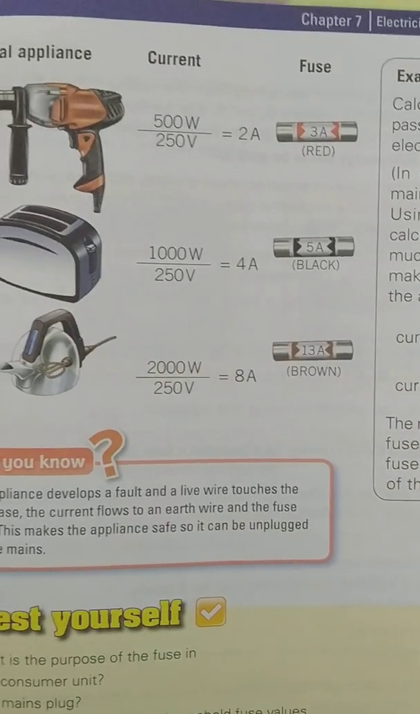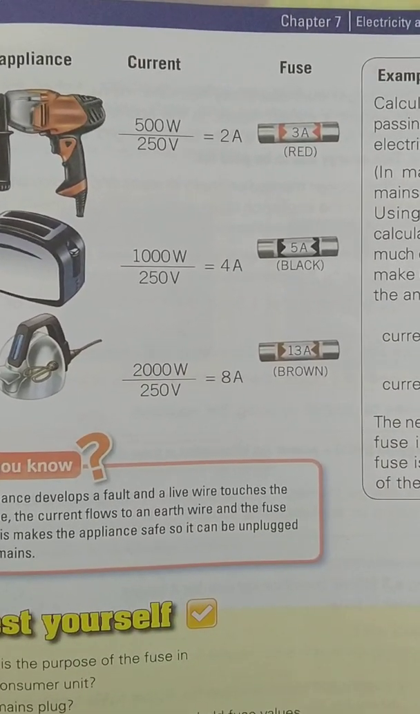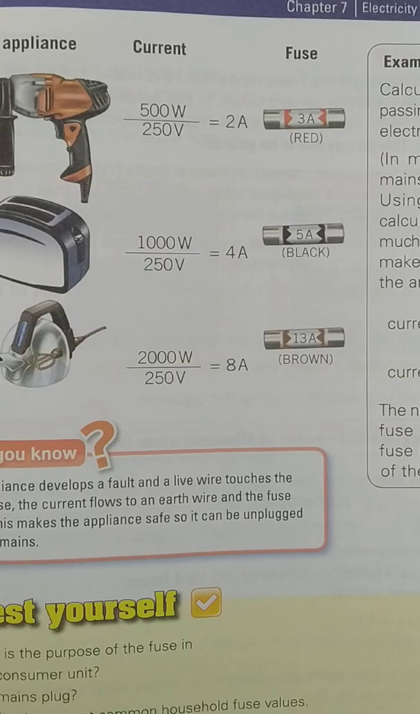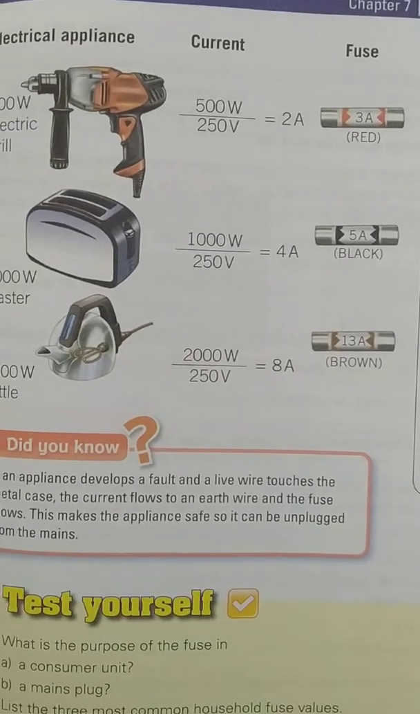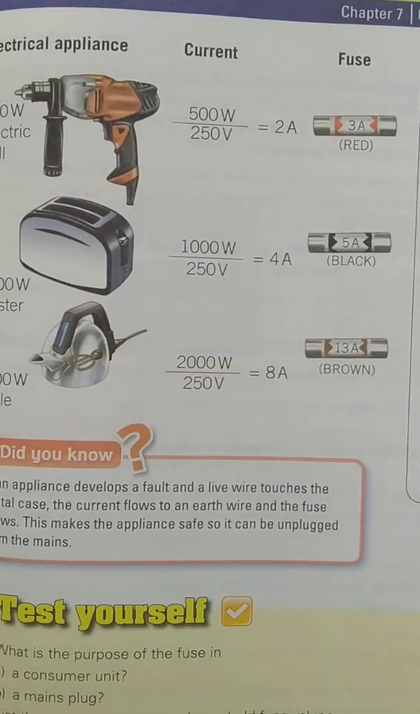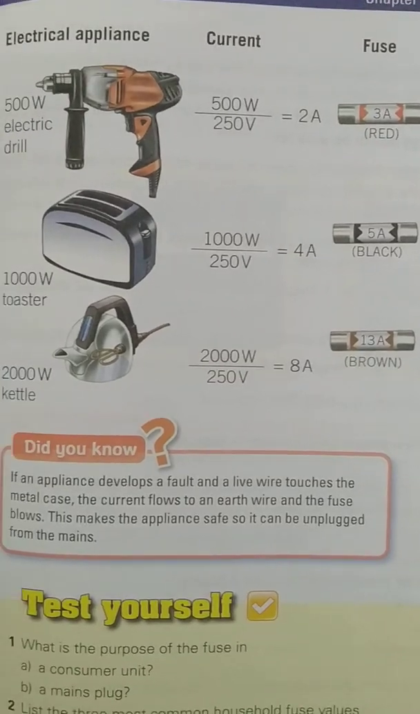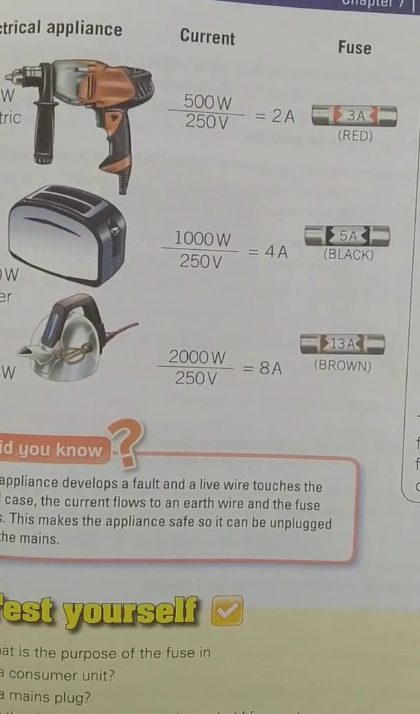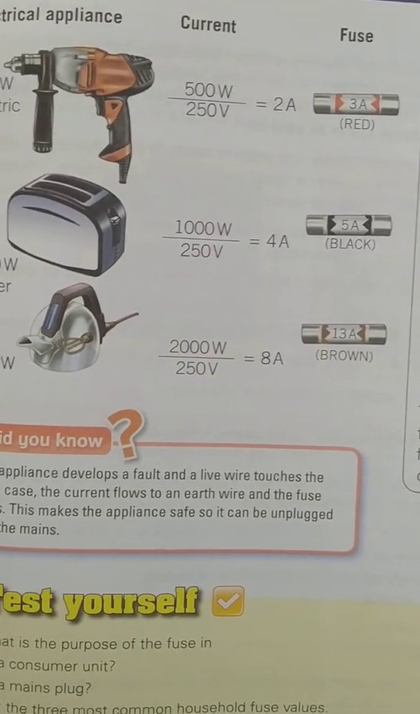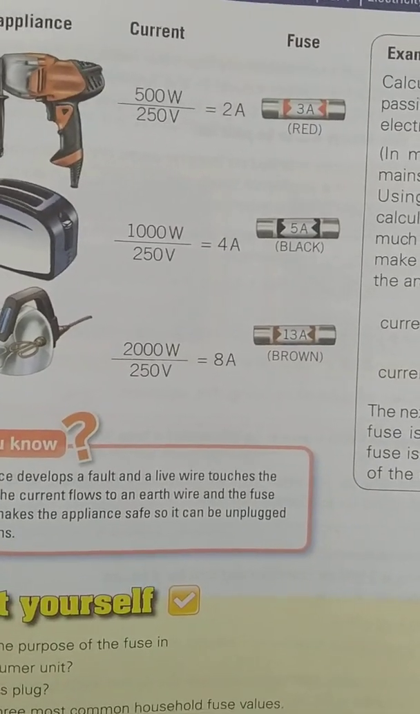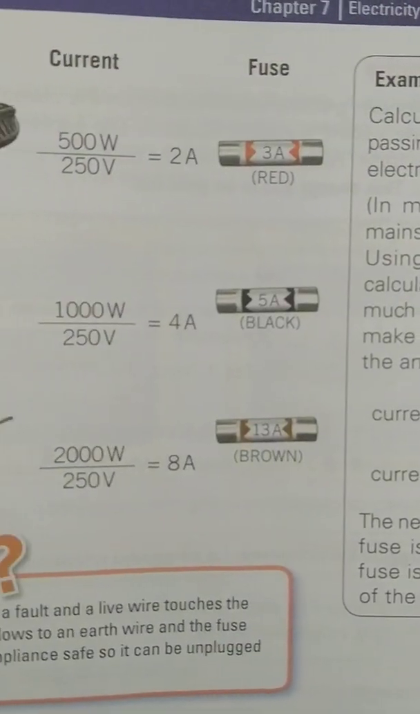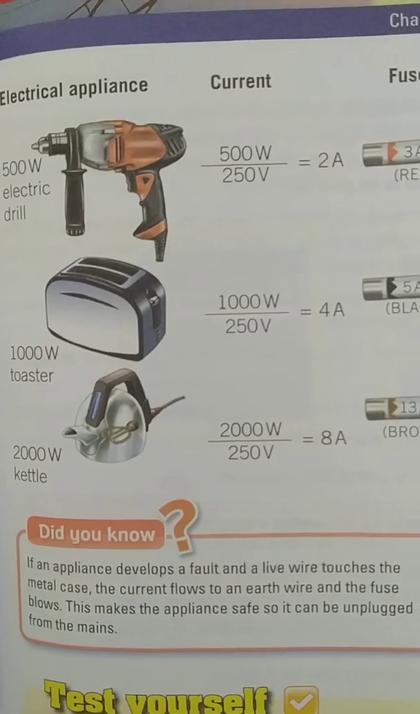For the electric drill, we have to use the 3 ampere fuse, the red one. For the toaster we have to use the 5 ampere fuse, the black one. And for the kettle we have to use a larger fuse, the 13 ampere, the brown one. These fuses can be used in these electrical appliances.